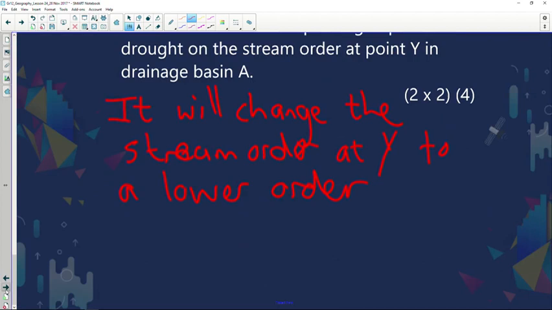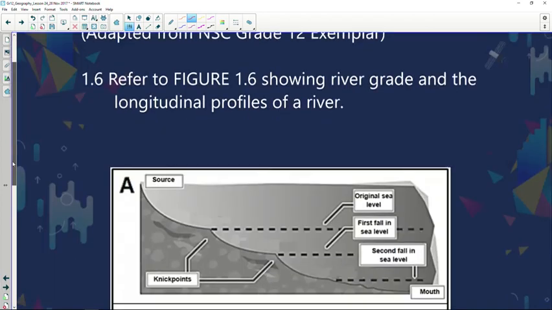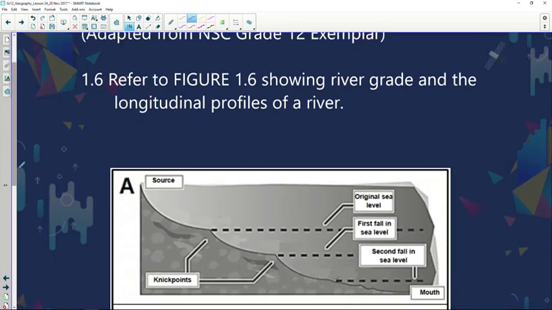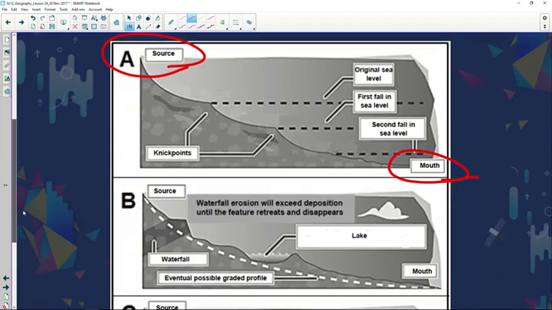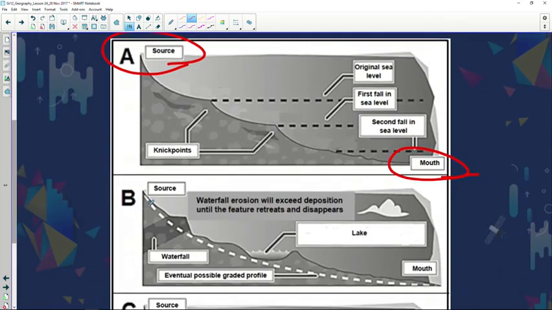Okay, now if you look at our next questions, refer to figure 1.6 showing river grading on a longitudinal profile. Now as you can see, I'm just going to look at it. All rivers start from a source till the mouth. As you can see, there's a couple of nick points. Now nick points are basically temporary base levels of erosion that take place. Now over here on sketch B, there's a beautiful longitudinal profile. You can see the shape of it. It's concave in shape. There's a lake, that's a nick point.